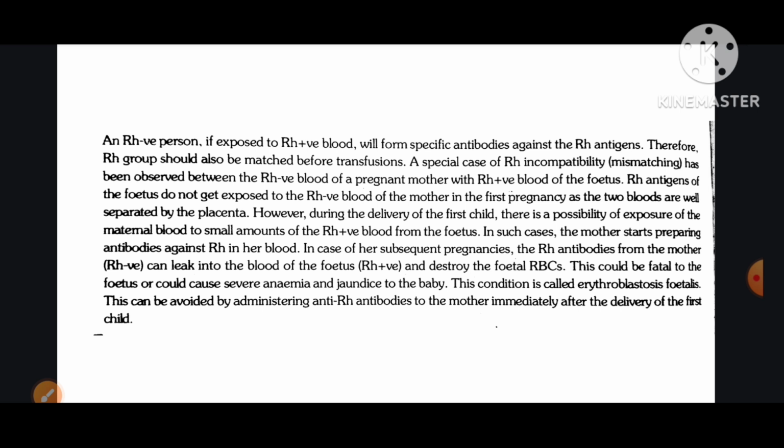In such cases, the mother starts preparing antibodies against Rh in her blood. In case of her subsequent pregnancies, the Rh antibodies from the Rh negative mother can leak into the blood of the Rh positive fetus and destroy the fetal RBC. This could be fatal to the fetus or could cause severe anemia and jaundice to the baby. This condition is called erythroblastosis fetalis. This can be avoided by administering anti-Rh antibodies to the mother immediately after the delivery of the first child.